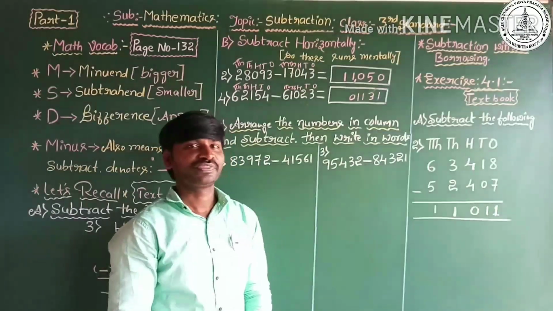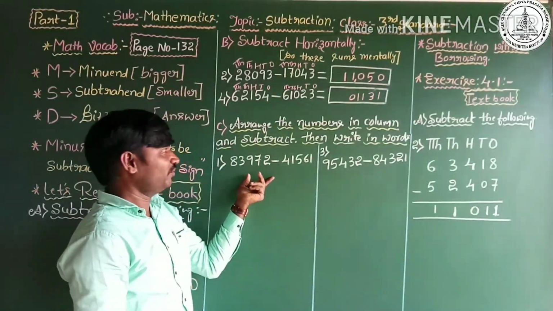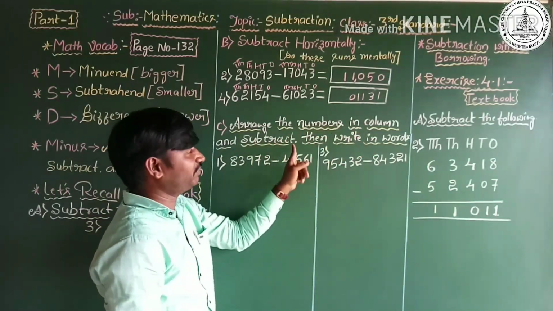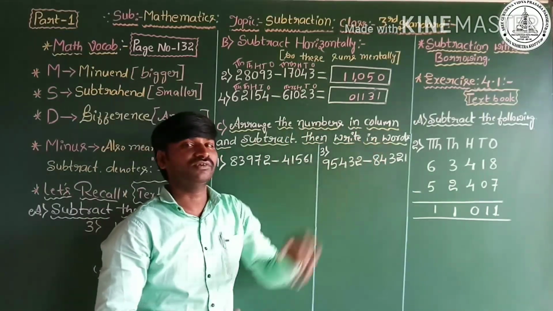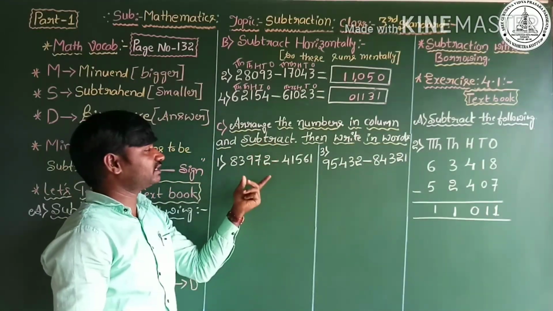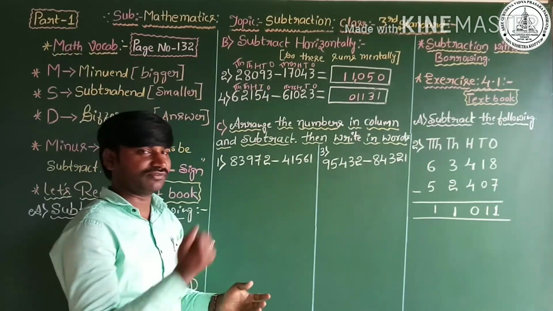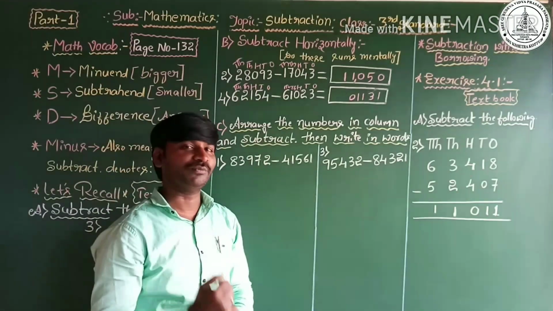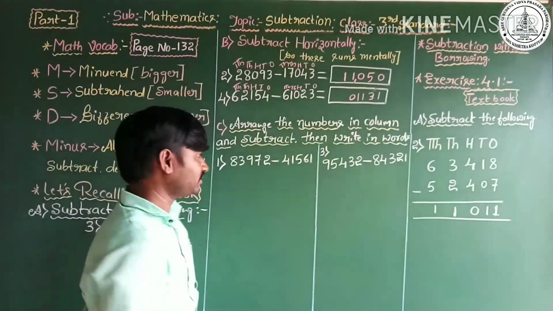Dear student, go to the C main. What is the C main? Arrange the numbers in column and subtract. Then write the answer in words. Here the horizontal method is given. You arrange the numbers in column method. Shall we start now? I have taken the first and third questions. The rest of the questions are your homework.